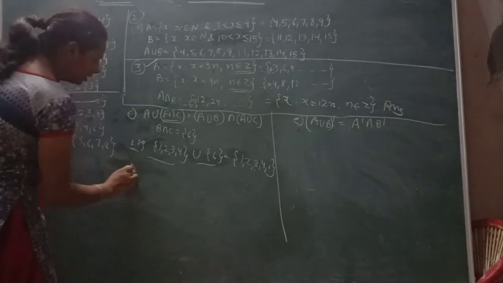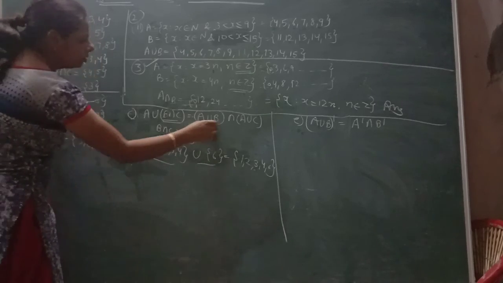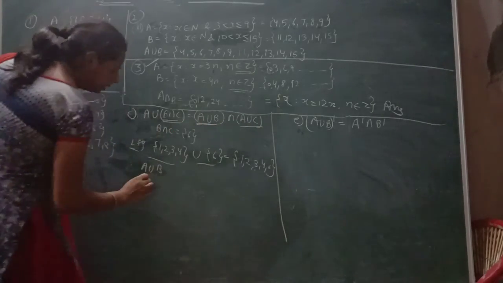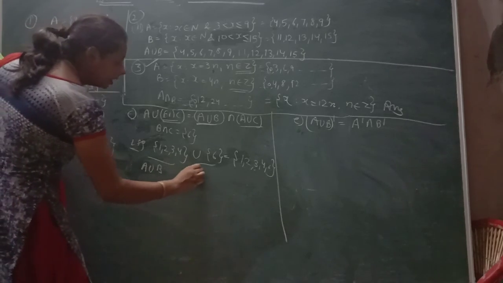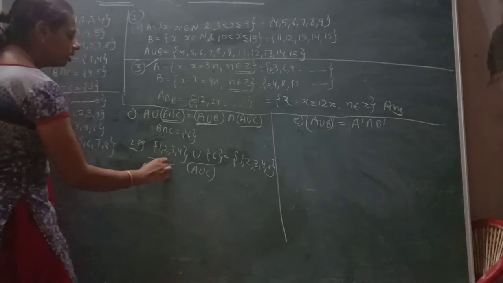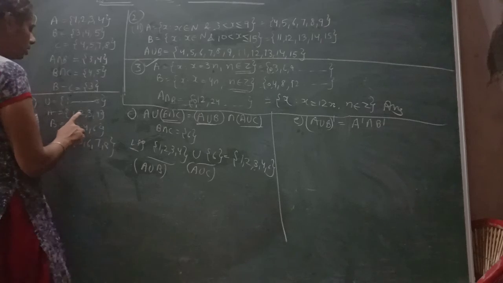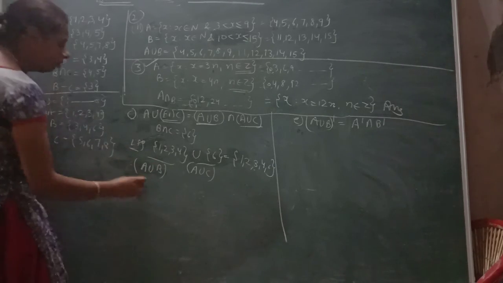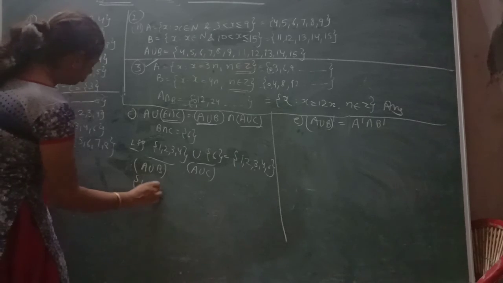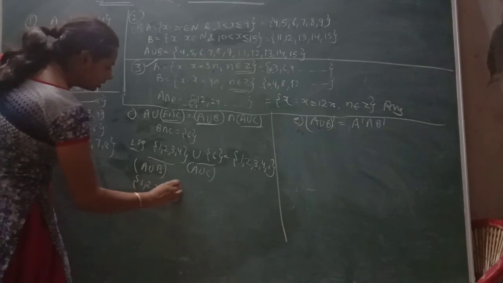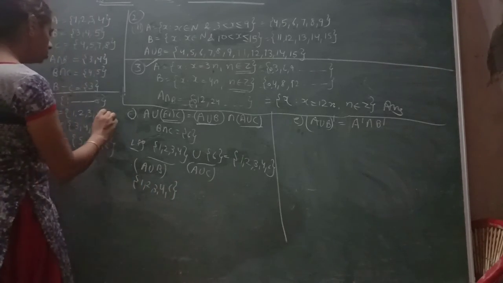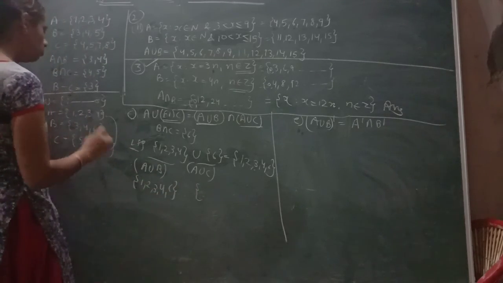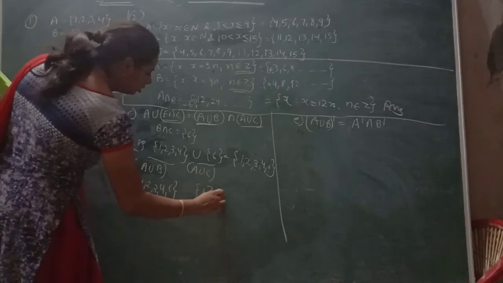Now come to the right hand side portion. For the right hand side, firstly you have to find A union B, and then you have to find A union C. Okay, then find A union B. In A union B you have to write all the elements of A and B. So you will have here 1, 2, 3, 4 and 6. And A union C, so you have to write all the elements of A and C, that is 1, 2, 3, 4.